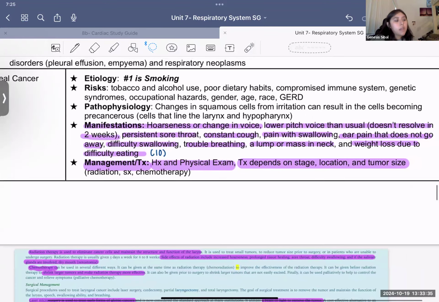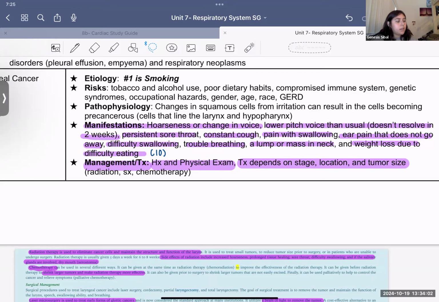So manifestations for this, I feel like they will test on, and again, I'll make a Quizlet for that. So hoarseness, change in voice for sure, because we're talking about your laryngeal tract, and a lower pitch voice than usual that doesn't resolve in 2 weeks. Persistent sore throat, constant cough, pain with swallowing, ear pain that doesn't go away, difficulty swallowing, trouble breathing, a lump or mass in the neck, and weight loss due to difficulty eating.